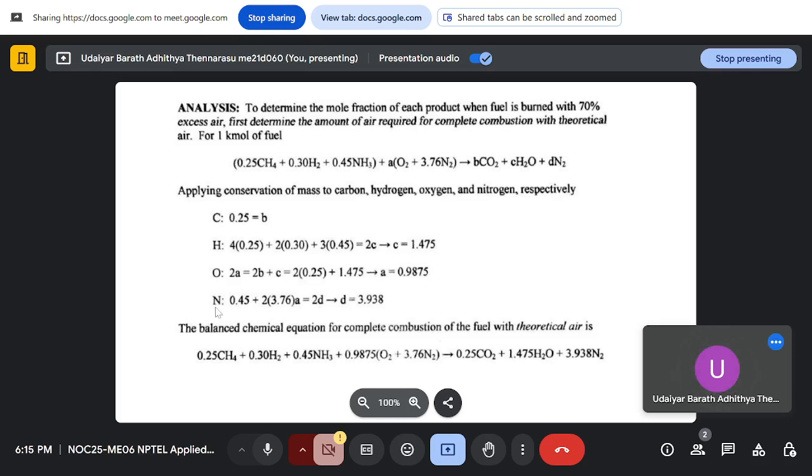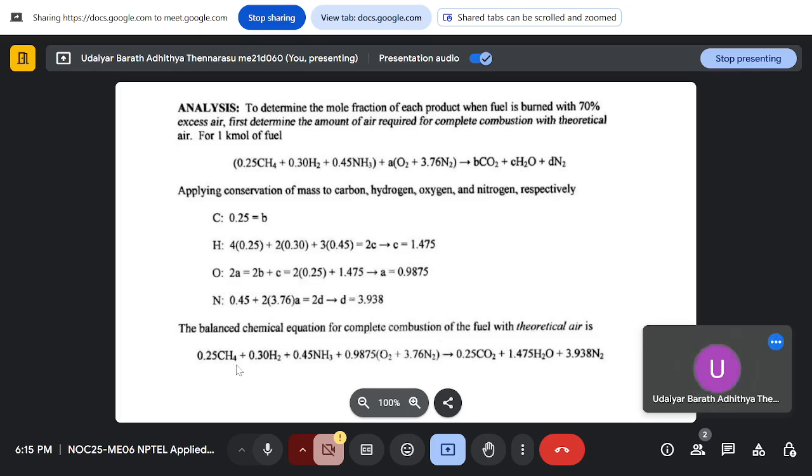Then the ammonia nitrogen balance, so 0.45 times 1 plus 3.76 into 2 in nitrogen air times A plus 2D. We have found out A, so substituting the value we get D as 3.938. So this is how the equation with the theoretical air or stoichiometric air for complete combustion looks like.